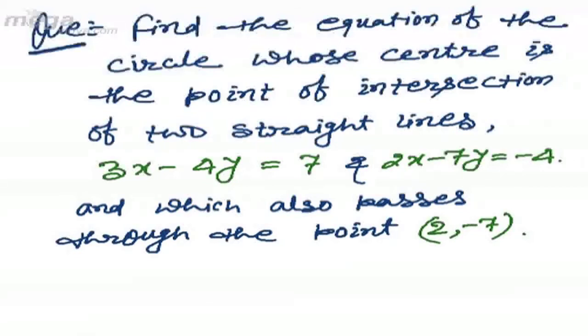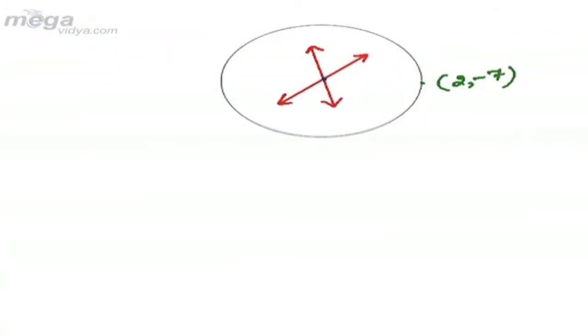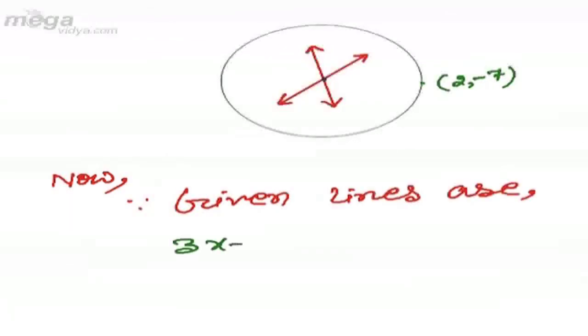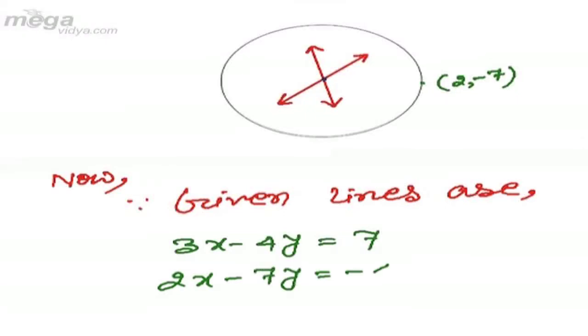So we will write here, now since the given lines are 3x minus 4y is equal to 7 and 2x minus 7y is equal to minus 4. This we will suppose the first equation, this we will suppose the second equation, and now to get the center we will solve equation number 1 and 2.